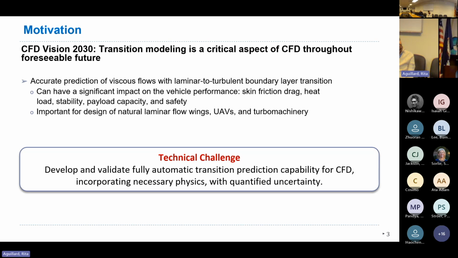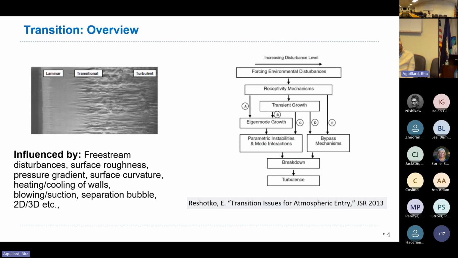So as part of the NASA project, we have a large technical challenge. The technical challenge is to develop and validate a fully automatic transition prediction capability for CFD, incorporating the necessary physics with quantified uncertainty, and we are working towards meeting that challenge. For those who have been in fluids, we all know what transition is. It's a big area. People have spent decades or maybe their entire life studying this, so I'm not going to get into the full details of what it is.